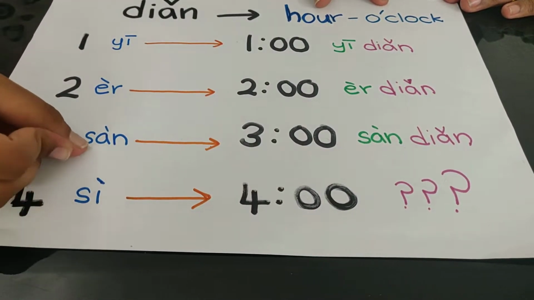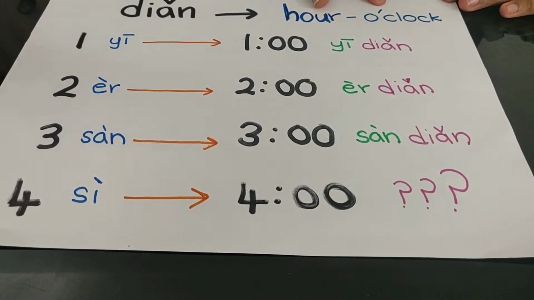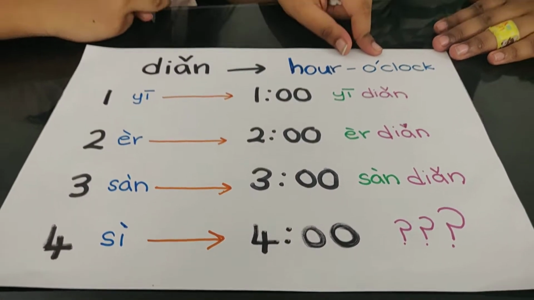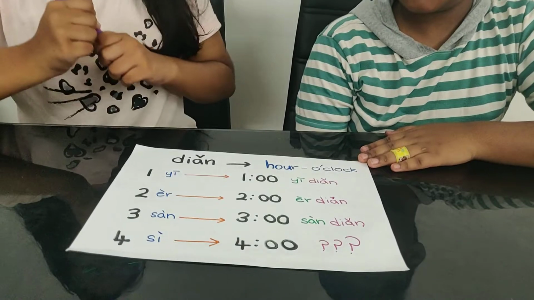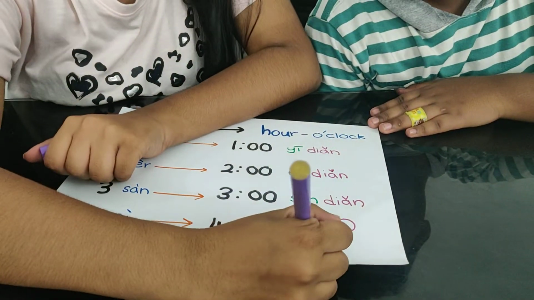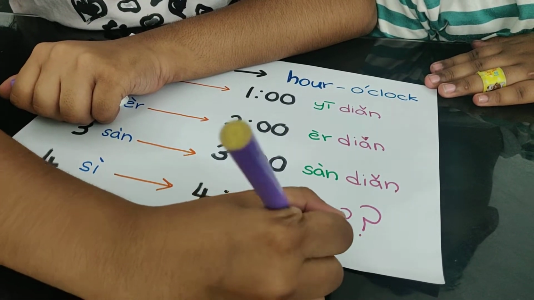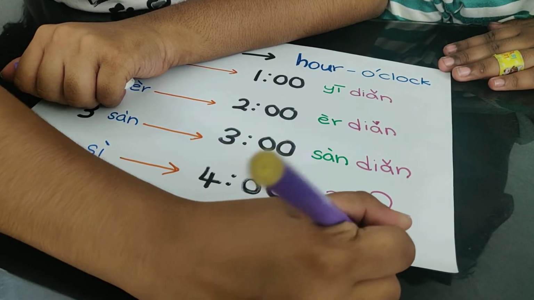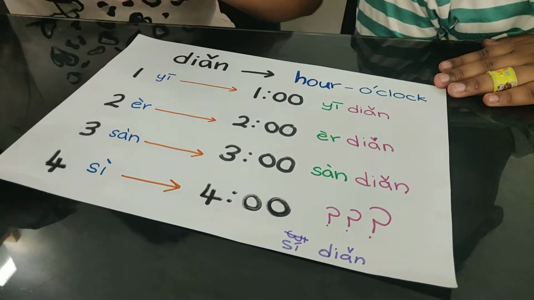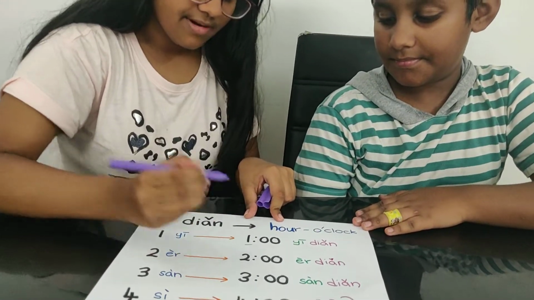So same goes with 3. So let's say this. San dian. That means 3 o'clock. So my friends, can you tell me what 4 o'clock is? Okay. Si dian. Correct. So first we put the hour. The hour. So it's si dian. 4 hours. 4 o'clock. So that's how we say the time from the hour part of the clock. Let's move on, shall we?